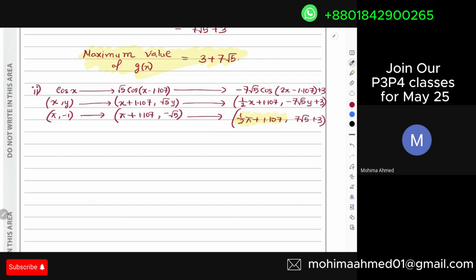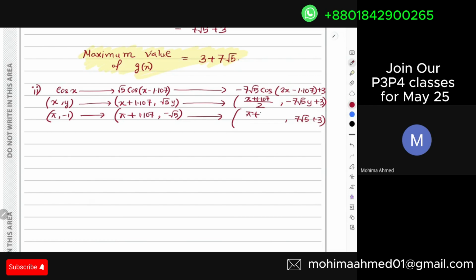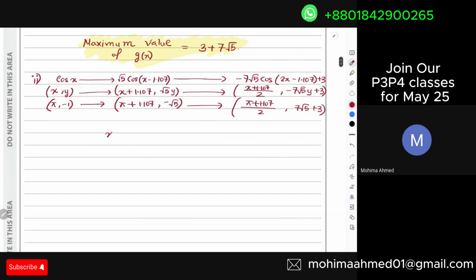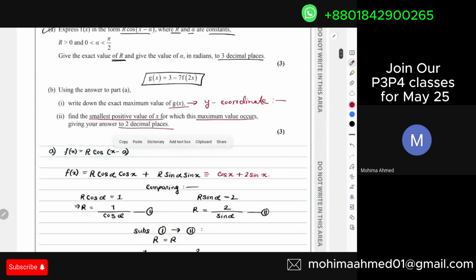If you write this down, I'm not actually supposed to write it like this. We're supposed to write it like this. Sorry, 1 minute. It was supposed to be x plus 1.107 divided by 2. So if you write this down, it's going to be pi plus 1.107 divided by 2. So if you want to find out the x coordinate, this is your final answer. It was supposed to be written in terms of decimal places, I think. Yeah, 2 decimal places.